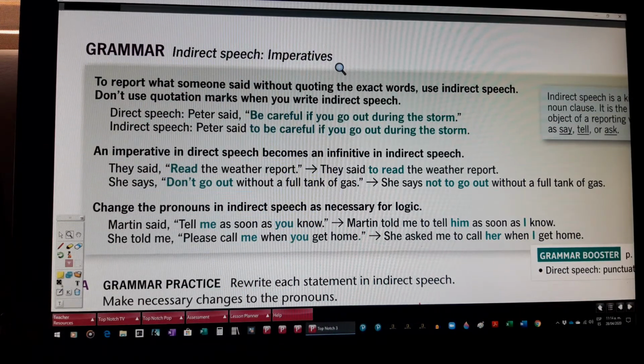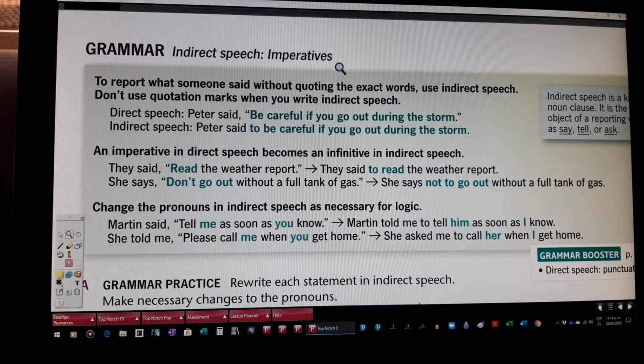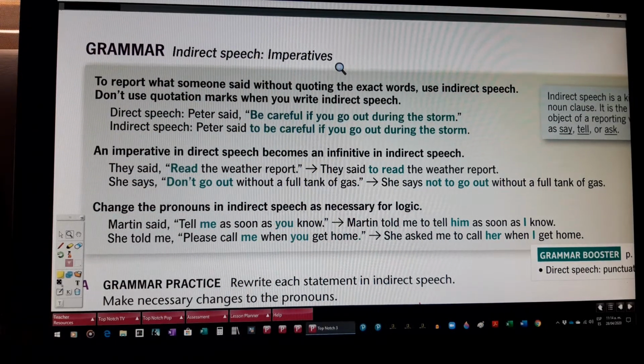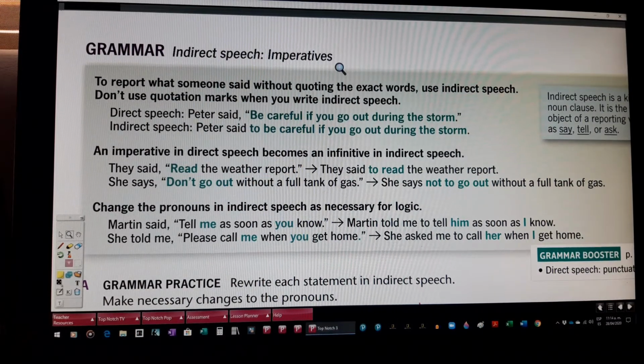Okay, the imperatives are the most simple structure of English because normally they are verbs and sometimes complements. For example, stand up, sit down, turn the lights on. Those are kinds of imperatives. To report what someone said without quoting the exact words used in their speech, don't use quotation marks when you write in indirect speech.